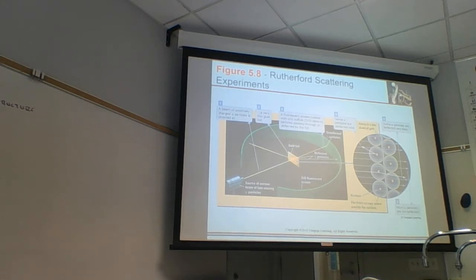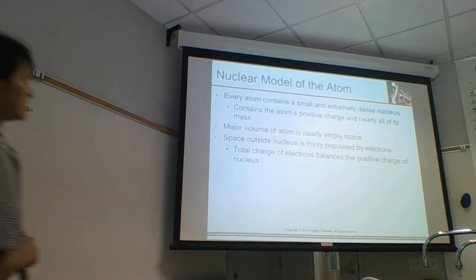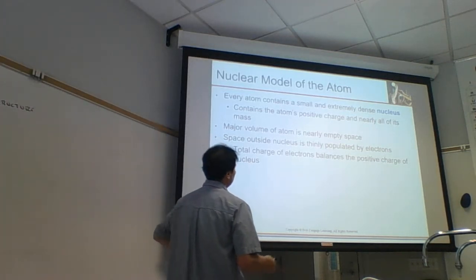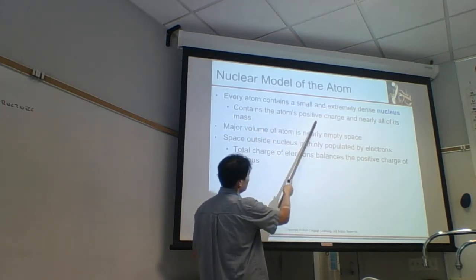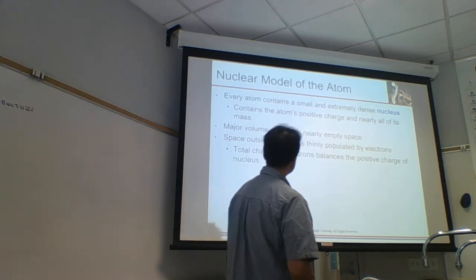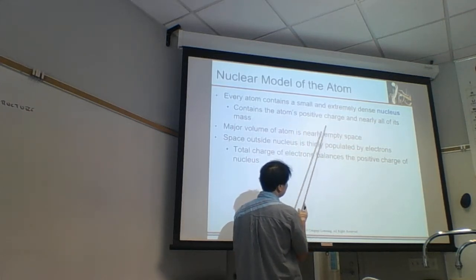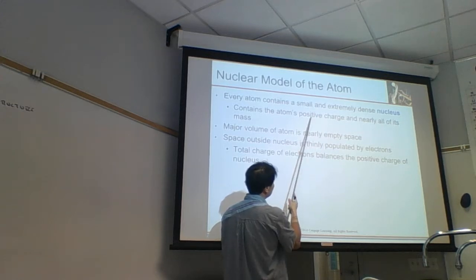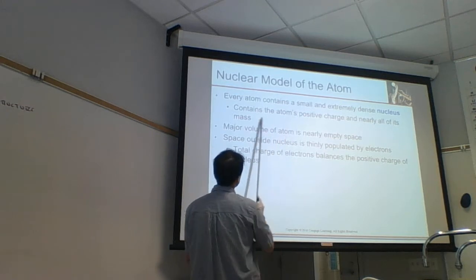If we look at the nuclear atom in more detail, then these are its major features here. Every atom contains a small and extremely dense nucleus. The reason is because the nucleus contains all the positive charge. In other words, all the protons must reside in the nucleus. The protons are heavy. And it turns out also the neutrons lie in the nucleus as well. So if the protons and neutrons lie in the nucleus, and electrons are 2,000 times lighter, then the protons and neutrons are going to make up most of the mass of the atom. And therefore, the nucleus is small and extremely dense.